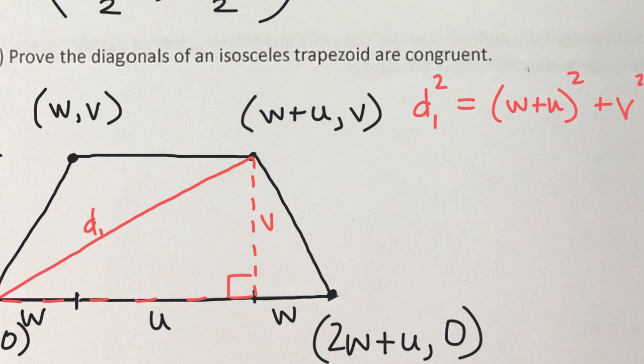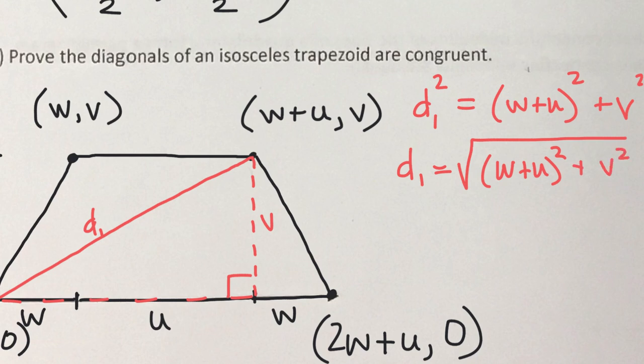So that's the length of the first diagonal. We solve by taking the square root. So D1 is the square root of W plus U squared plus V squared. Now, if you really want to be algebraic, you can multiply that out, but that's just a little ridiculous. We don't have to do that for our purposes. That's our equation for the length of the first diagonal. So now let's come in here and find the length of the second diagonal. So once again, we're going to drop a vertical line and create a right triangle.